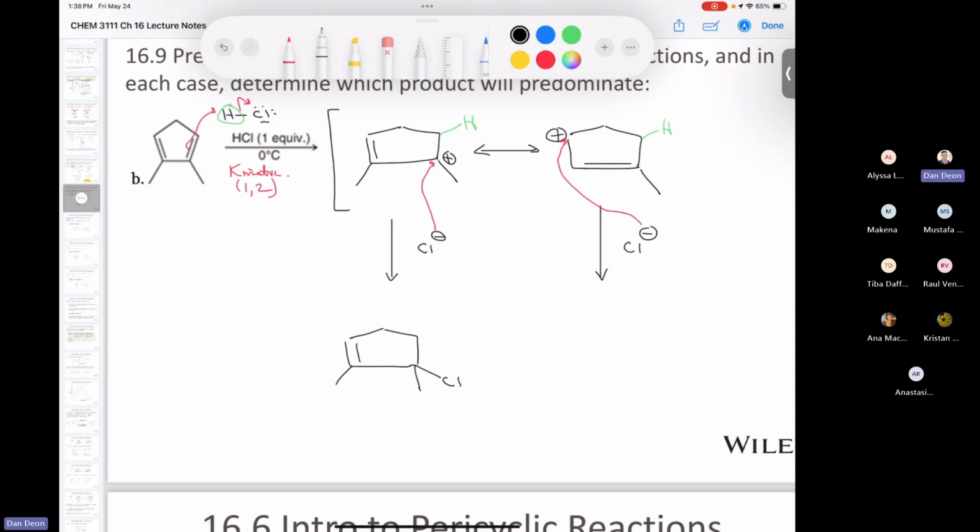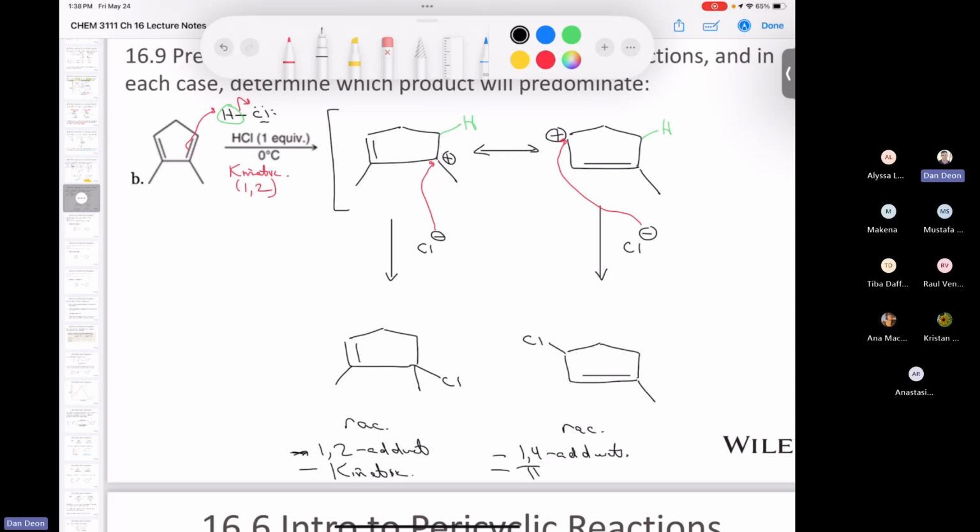There we go. Something like that. And then over here, we have the 1,4 adduct, which is, of course, our thermodynamic product. And so that's going to look something like this. Keep in mind that this will be racemic and this will be racemic, but this is the 1,2 adduct. And this is the 1,4 adduct. So this one is going to be kinetic.